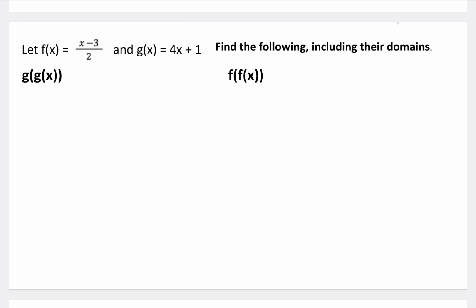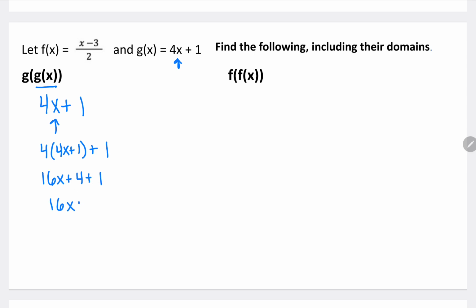So same functions, but this time composite functions can also look like plugging one function into itself. So this time we're going to plug g into g. So I'm going to take g, and where there's an x, I'm going to plug in g. I'm plugging function g into function g where the x is. And then we're simplifying. We distribute, combine like terms. So g of g of x is 16x plus 5.